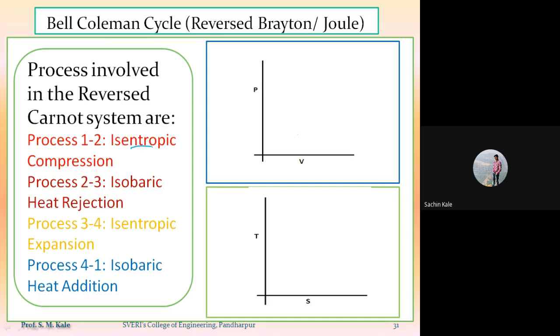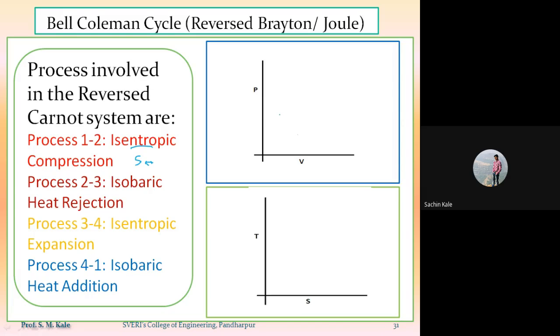Out of that, the first word is isentropic. What is the meaning of isentropic? Isentropic means entropy remains constant. So from the first word we are clear that the entropy of the system remains constant. So whatever process 1 to 2 we have to draw, we have to draw it on a constant entropy line.